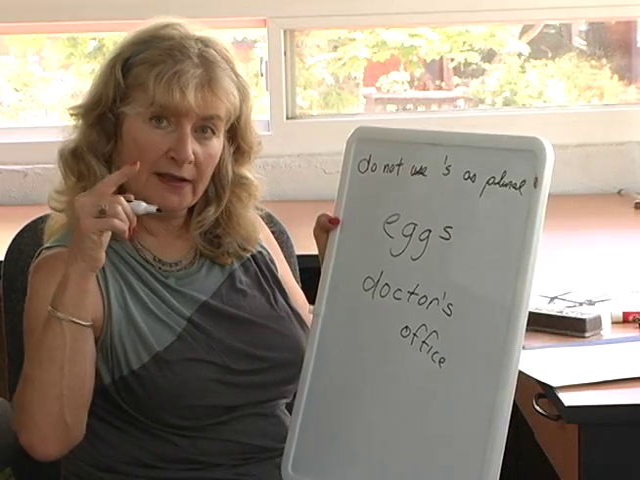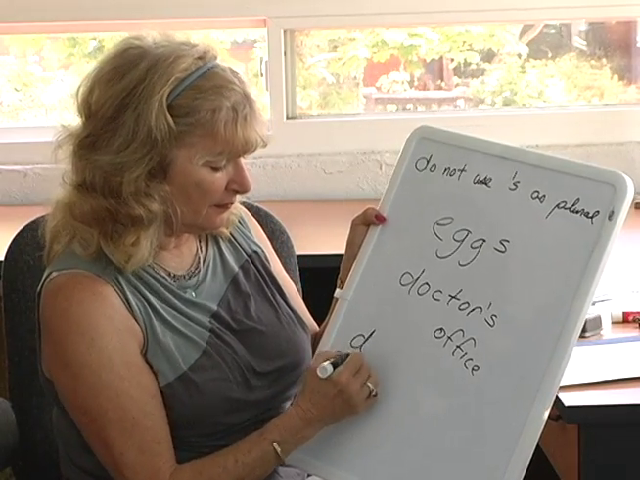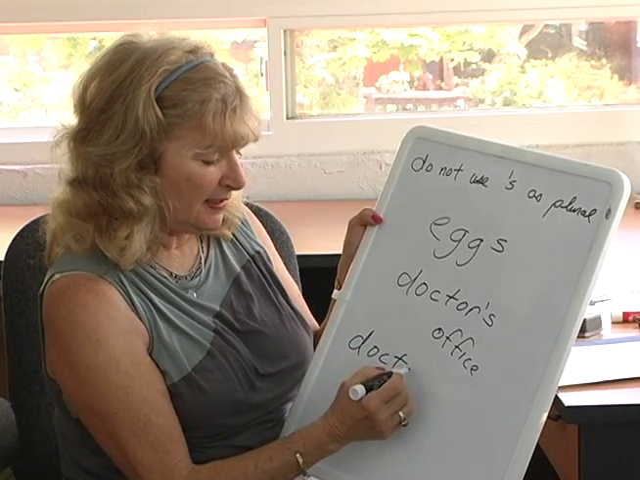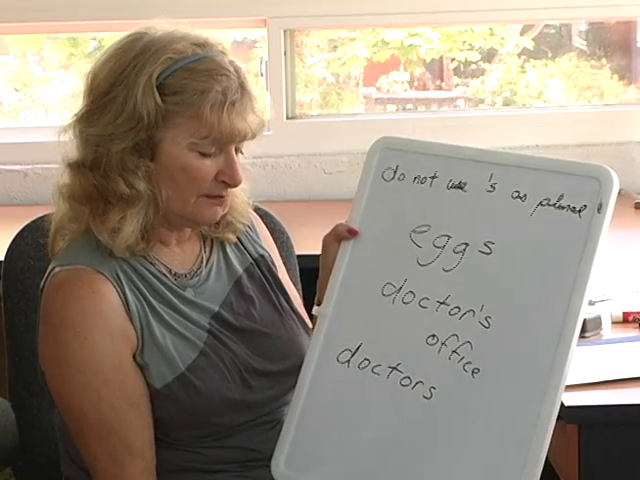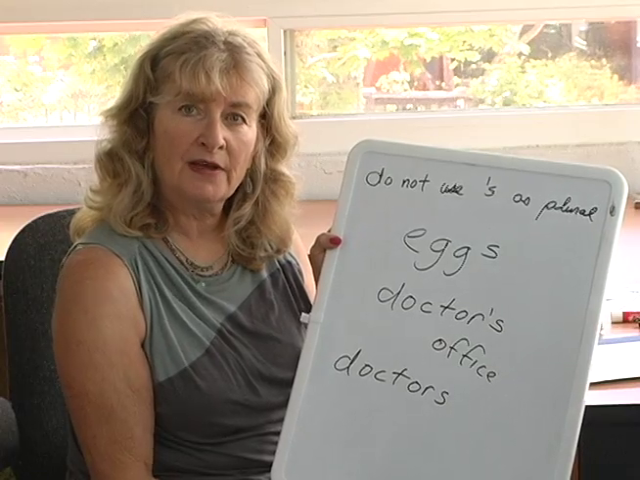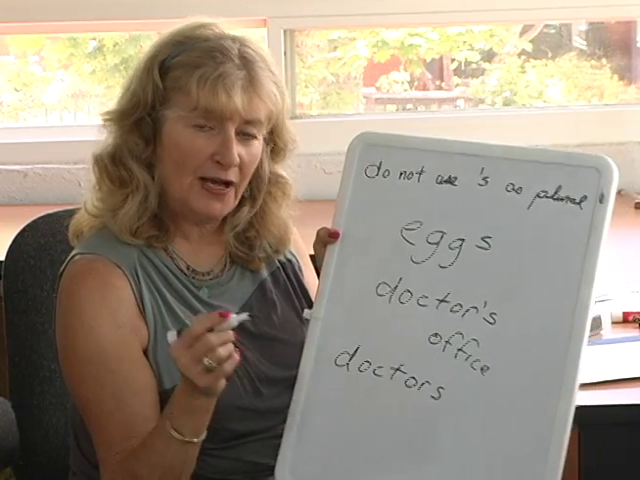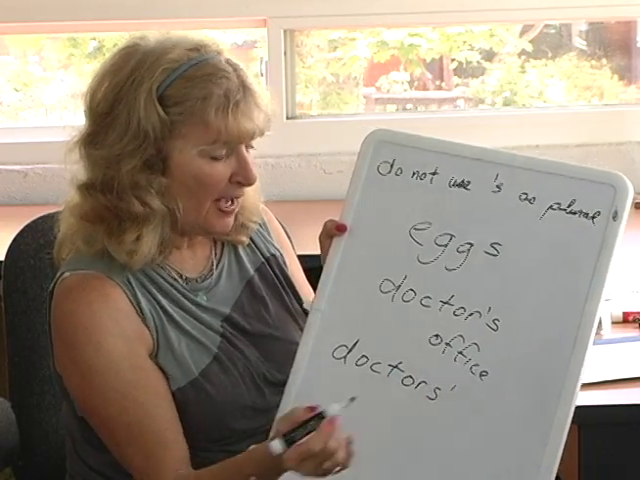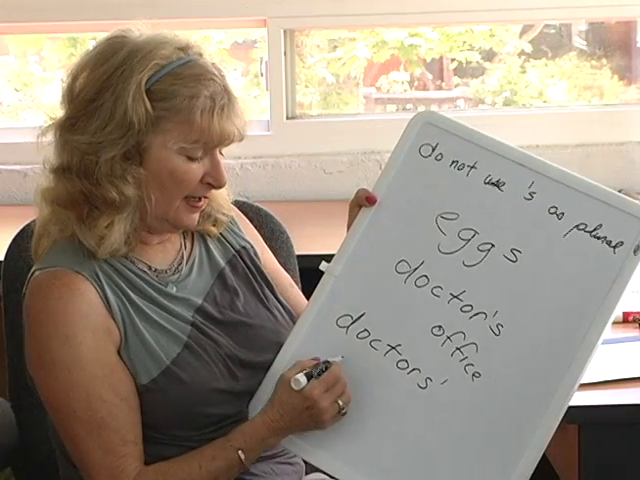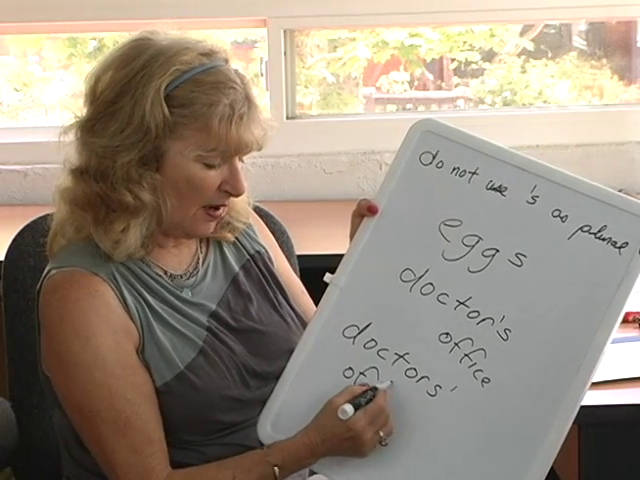If I was talking about more than one doctor, I would write D-O-C-T-O-R-S, then that would be 2 doctors. However, if I went to 2 doctors' offices, I would put the apostrophe after the S, and then it would be doctors' offices.